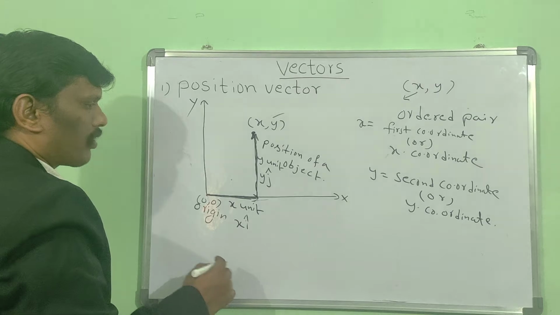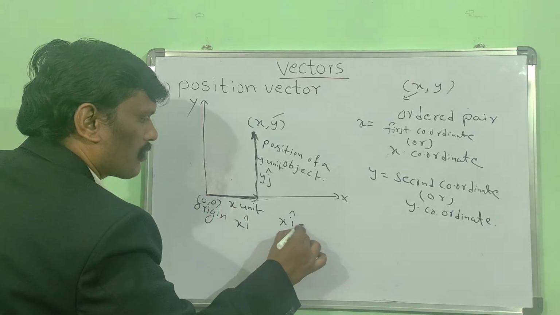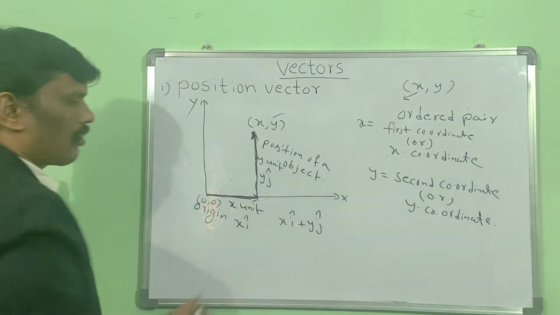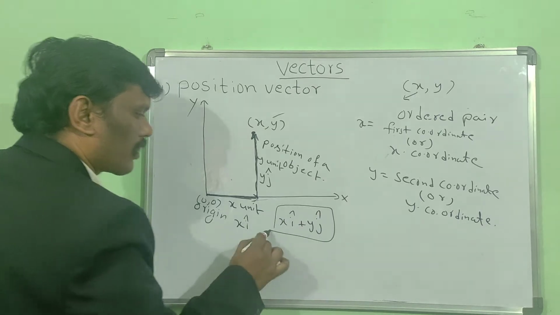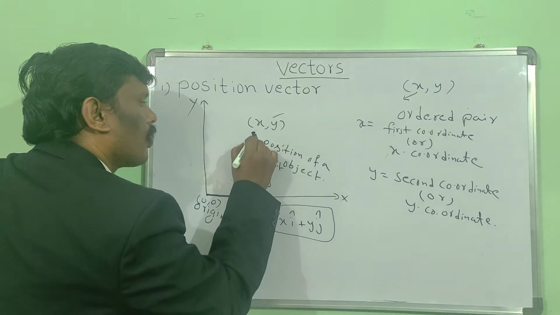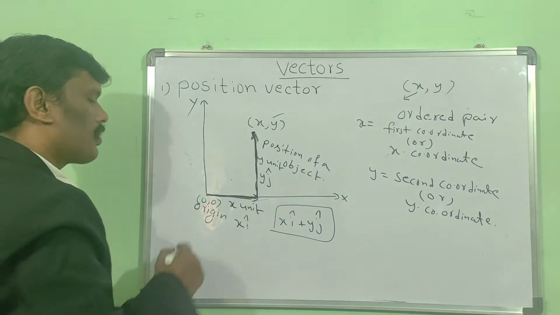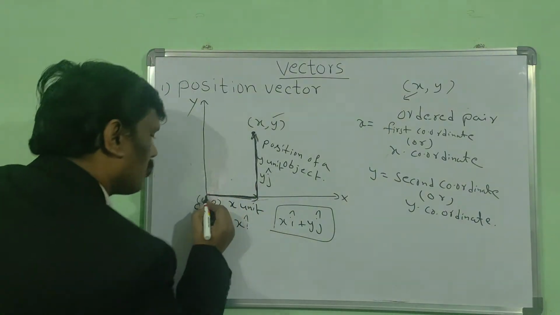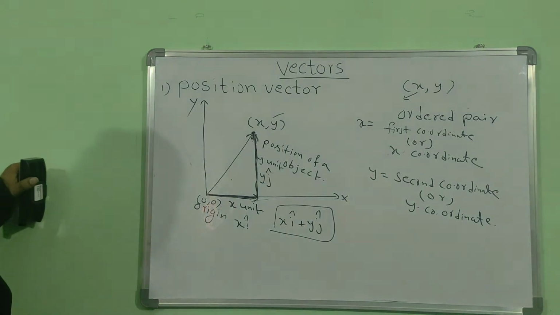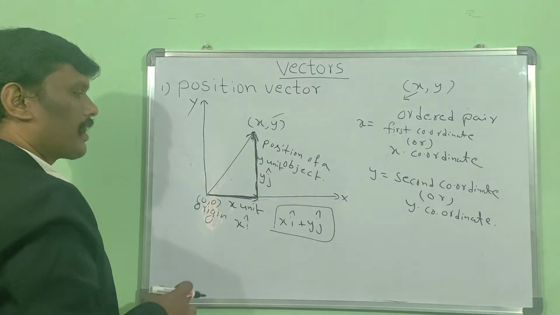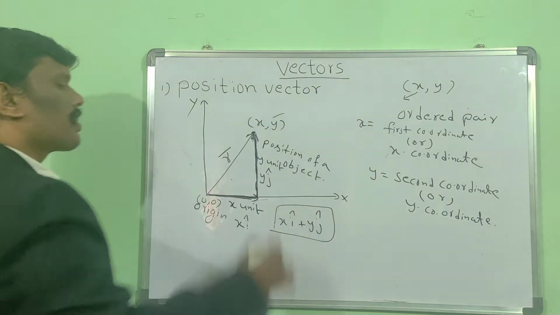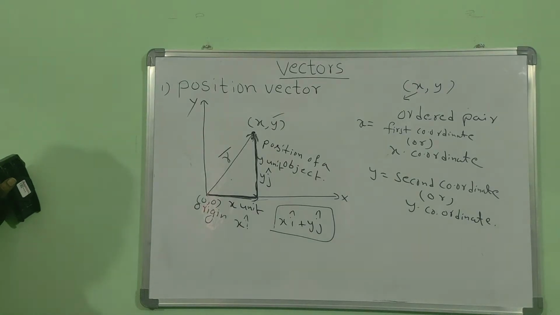What is the resultant of these two vectors? x i cap plus y j cap. These are the two vectors. If I consider this as the one vector along the x-axis, and this as the one vector along the y-axis, the resultant vector is nothing but the vector from the origin to the position. This is the resultant vector of the x i cap vector and the y j cap vector. This resultant vector we call the position vector.